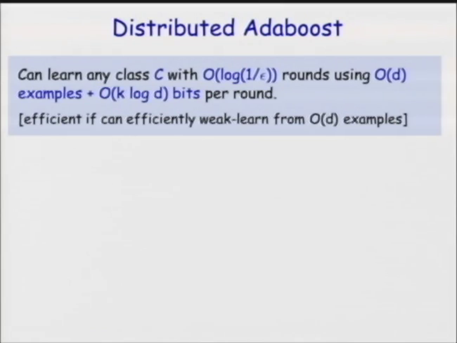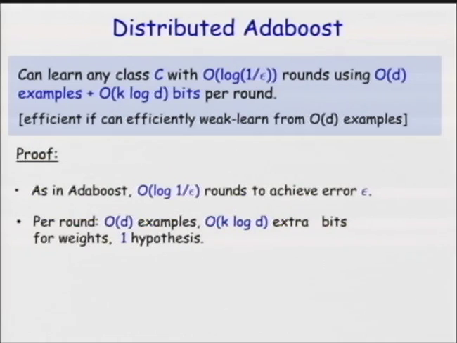And this fact follows from the fact that in AdaBoost, to achieve error at most epsilon, we only need log 1 over epsilon rounds. Here we have a weak learner whose edge over random guessing is a constant. So typically, if you have a gamma weak learner, the number of rounds will be 1 over gamma squared times log 1 over epsilon. Here gamma is a constant. So basically, we only need log 1 over epsilon rounds of communication to get error at most epsilon.